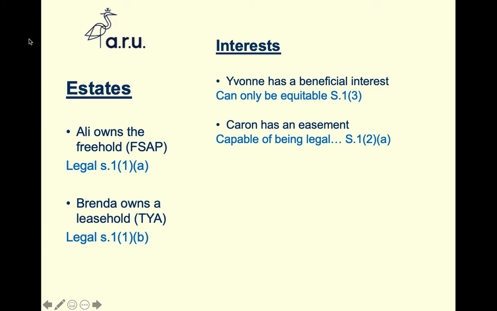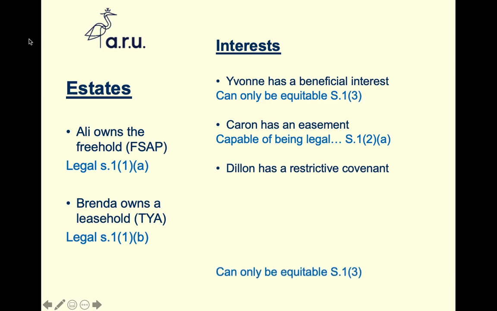If it's not given in that way, it could become equitable under Section 1.3. So it's quite important that you recognise that an equitable easement could also be an option there. Dylan having the restrictive covenant, so the ability to restrict the use of the property and stop it being used for business, can only ever be equitable.